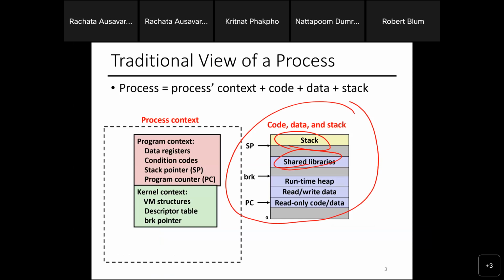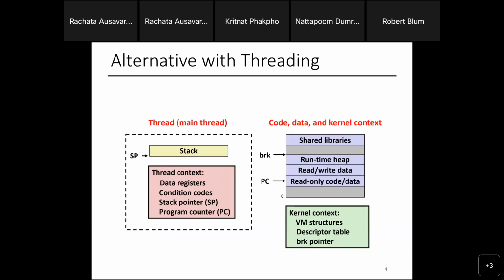What happens when you have threading? Is threading inside a process? Can I get a show of hands on who thinks threading is a part of the process? Yeah, right? Because you spawn a process, which is a program that you're running, and then you spawn threads inside the process. With threading, the process essentially becomes: I have the thread that I'm running right now, I have the code, data, and the kernel context.